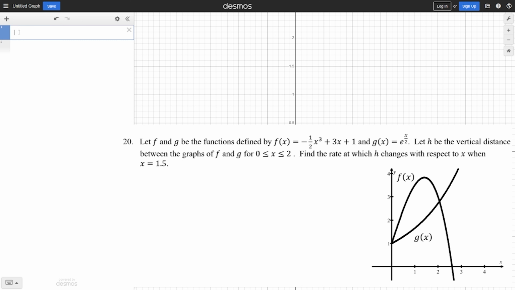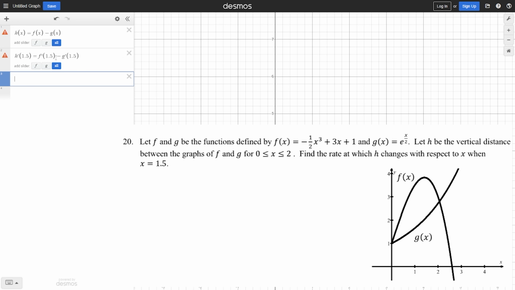Alright, firstly let's dissect this problem. H of x is the vertical distance between f of x and g of x. So h of x equals f of x minus g of x. Now the question is asking us to find the rate at which h changes at 1.5, which is basically the derivative of h at 1.5, or h prime of 1.5. This is what we're trying to find. So this is equal to, we derive f of x and g of x, and because it's just two functions being subtracted, it's f prime of 1.5 minus g prime of 1.5.